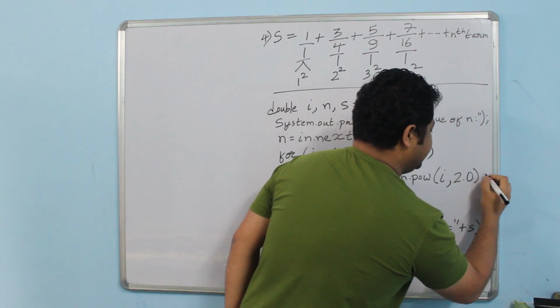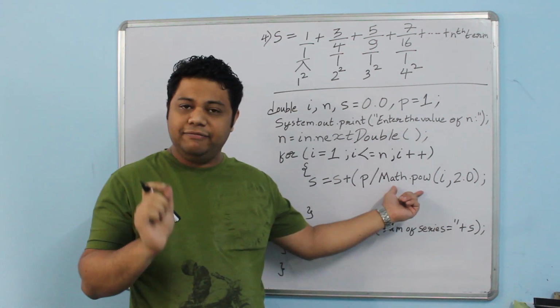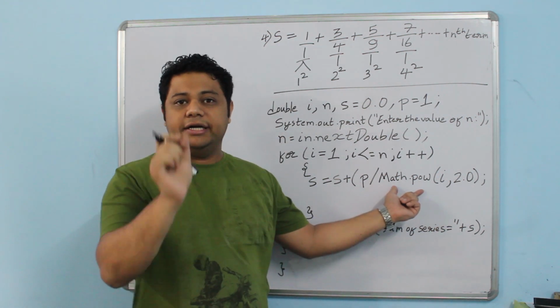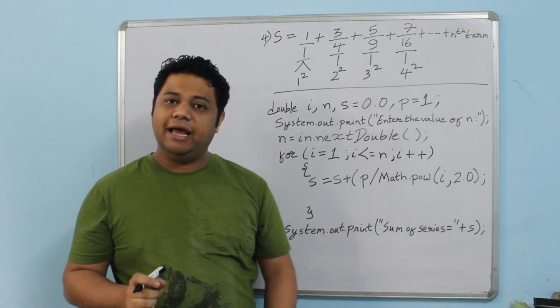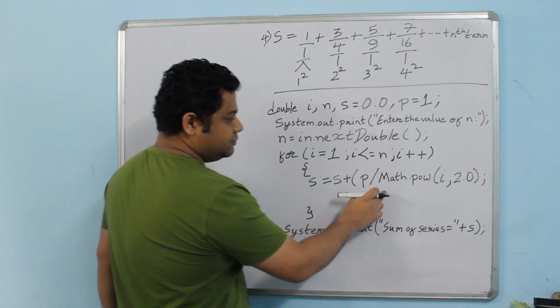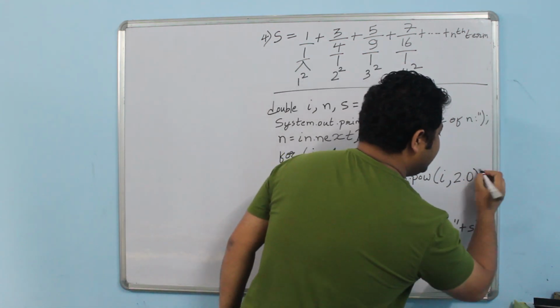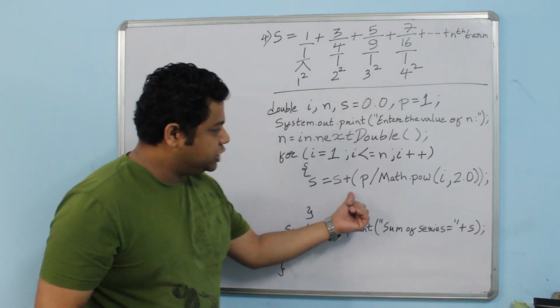Now some of you may be thinking why I am writing 2.0. Now math.power is a function, mathematical function, which returns a double type value. So that's why 2 also we have to make it double. So that's why I am writing 2.0. So this way we are getting the value of math.power. After that we close the bracket. We close the bracket of the numerator and denominator.